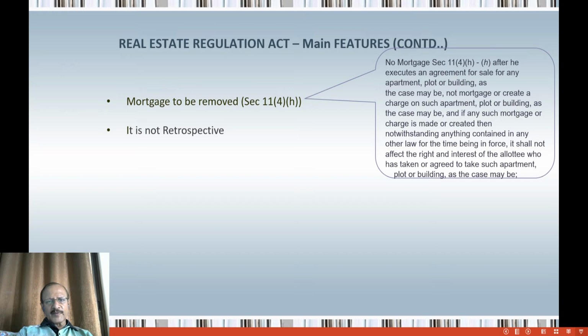All cases are to be filed in RERA only. No other court has jurisdiction. This is coming out from sections 79, 88 and 89. So all will have to compulsorily go to RERA only.